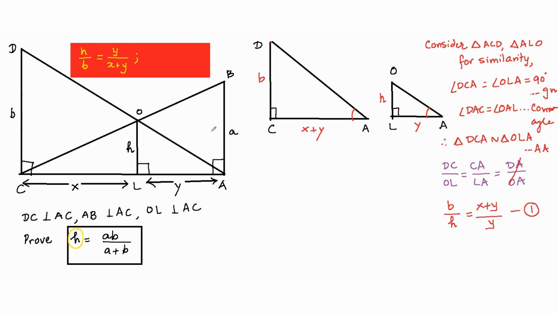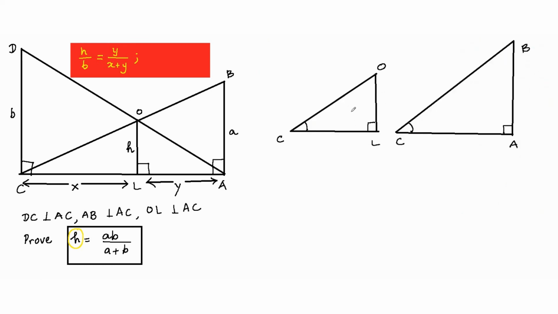Okay, let's move on. Now I need to find the relation between H and A. I have already found the relation between H and B. Let me find the relation between H and A. To find the relation between H and A, I think I will have to take triangle COL and CBA. So let me take these two triangles. Let me draw them separately, and then we will see how it helps us.